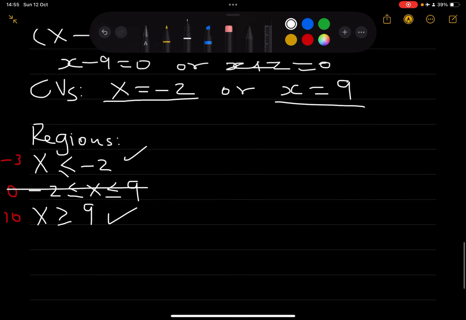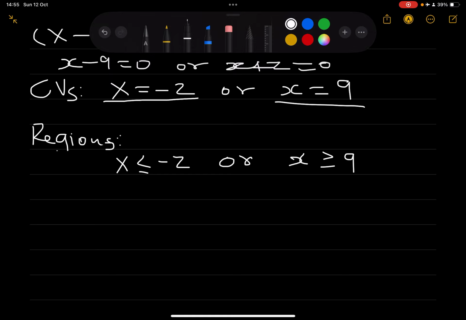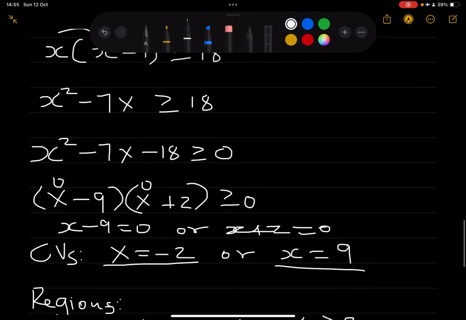Now, remember here you were using a pencil. Now you write your answers nicely. You say, okay, the regions are x is less than or equal to minus 2. You always put or if it's two separate regions. Remember we had 3 regions. We always separate the regions by or. So we're going to say or x is bigger than or equal to 9. And that's it with this inequality.